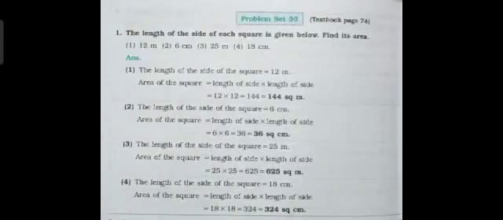The length of the side of each square is given below. Find its area. You have to find the area of the square. The length of the side of the square is 12 meter. First one is 12 meter. So the area of the square is equal to length of side multiplied by length of side. That is the formula for the area of the square. So 12 into 12, that is 144.